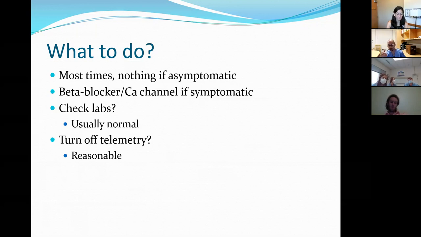If you have someone on diuretics, maybe you want to know what their potassium is because hypokalemia may be exacerbating these. So sure, you can check a BMP to see what their potassium is, but it's going to end up being normal. Honestly, half the time you just want to turn off telemetry so you don't get called about it. And that may be a reasonable option depending on the reason they're on telemetry. So most times you don't have to worry about PVCs.